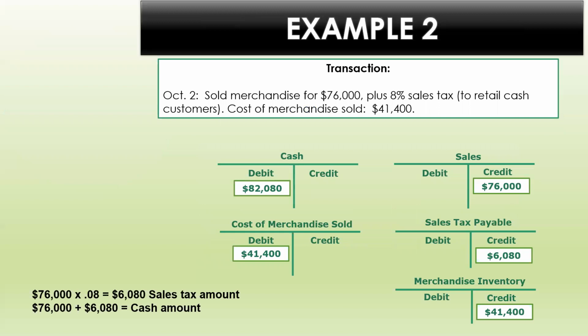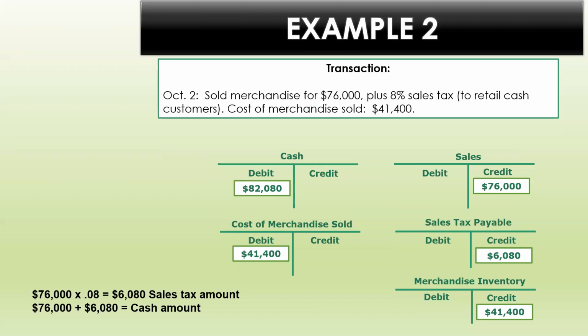Let's look at example 2. Transaction, October 2. Sold merchandise for $76,000 plus an 8% sales tax to retail cash customers. The cost of merchandise sold was $41,400.